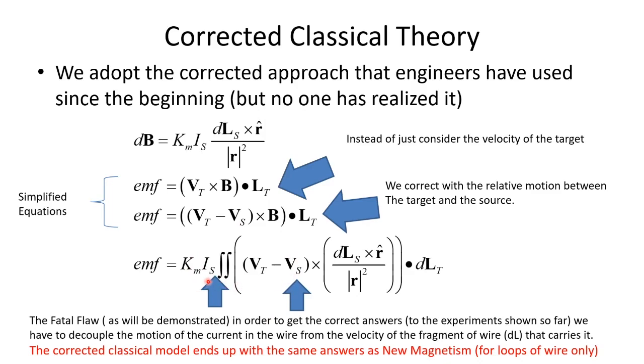Okay, so here we're saying that the velocity of the charges in the wire are independent of the velocity of the wire, and this is going to give us our corrected classical theory. This gives us good results for most things that we're going to do. But like I said, we're going to show experiments where this breaks down.